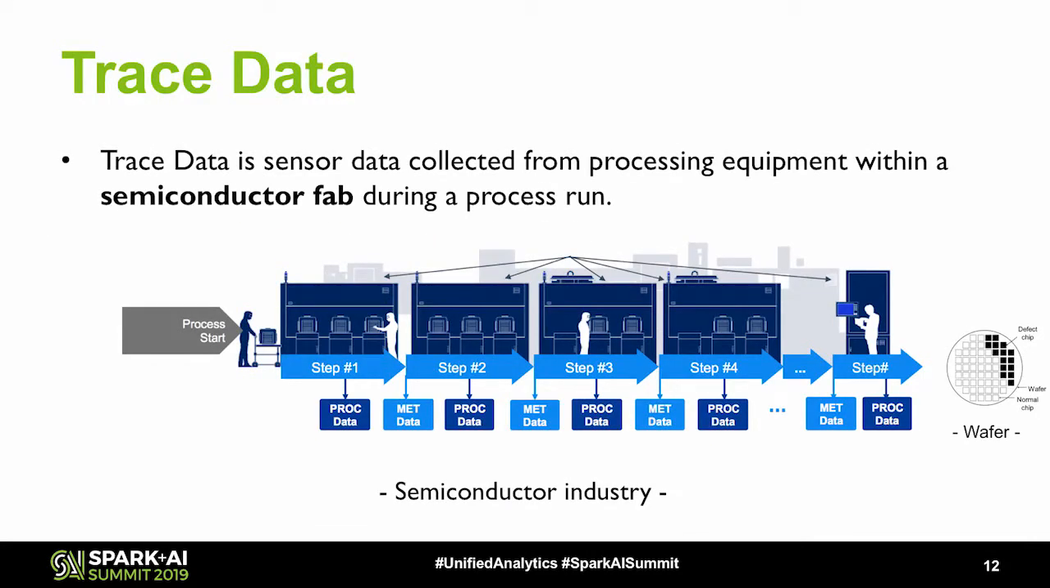So the trace data is sensor data collected from a processing equipment. Let's take a look at this figure. A wafer is going through all this machine. This full procedure is called a process step. And in one process step, there are multiple sub-steps called recipe step. There are 4 recipe steps in this example.